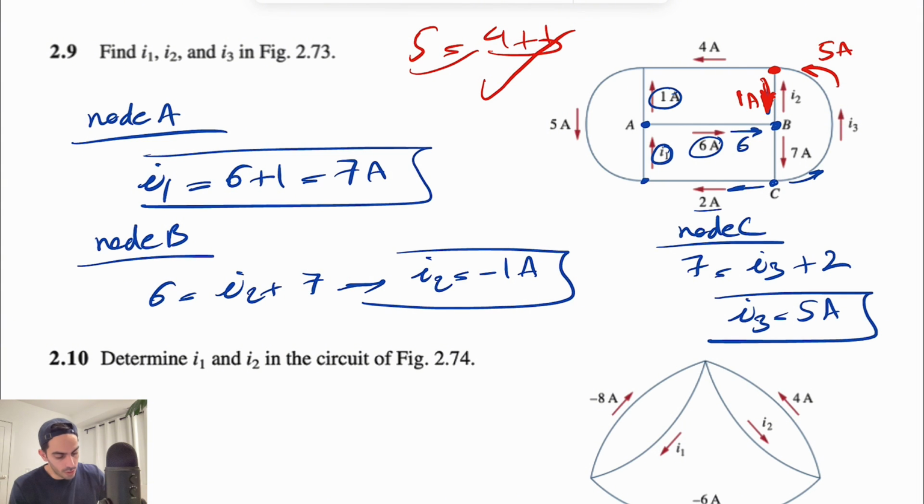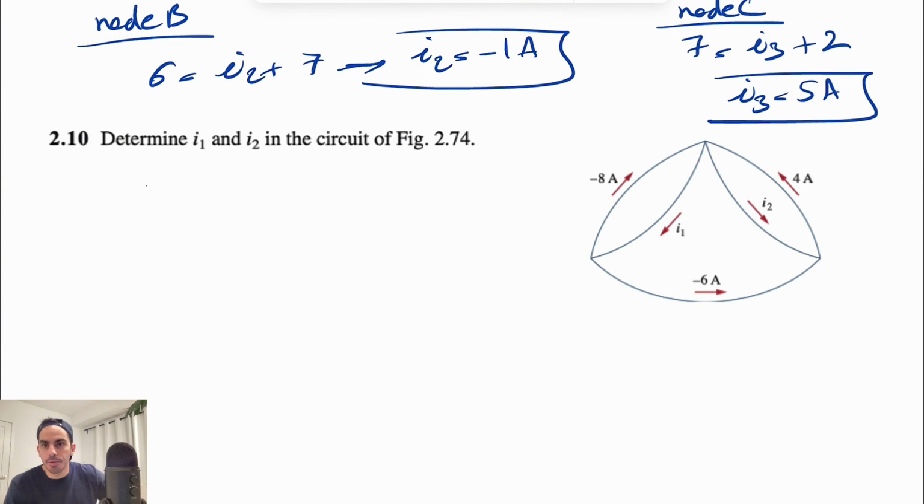Let's move on to the second question. Same idea, we have the Kirchhoff law, and sometimes we show it as KCL, Kirchhoff's current law, and we have KVL, Kirchhoff's voltage law. We're going to go over that in the next videos. Very similar to the previous one, we just need to figure out I1 and I2.